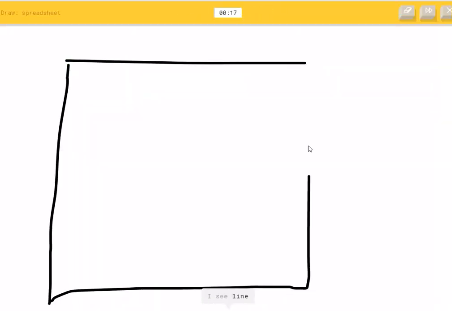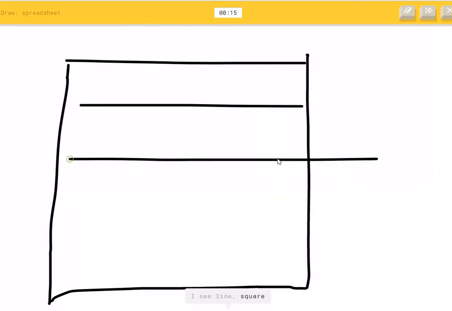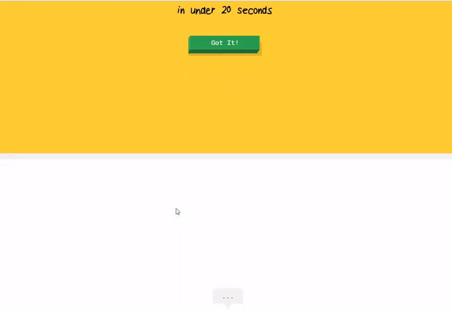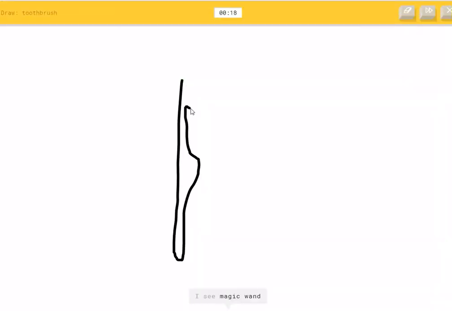I see line. Or square. Oh, I know, it's spreadsheet. I see magic wand. Or lit match. Or candle. Or asparagus. Oh, I know, it's toothbrush.